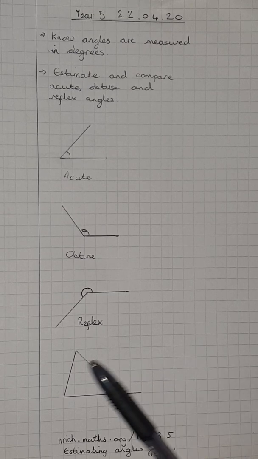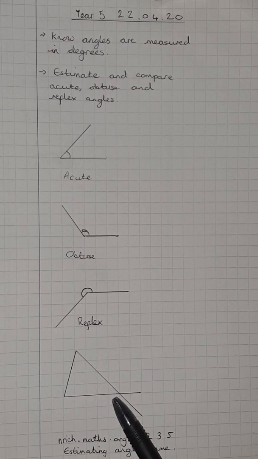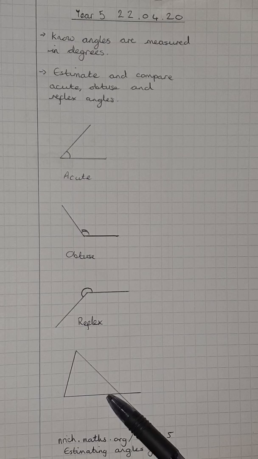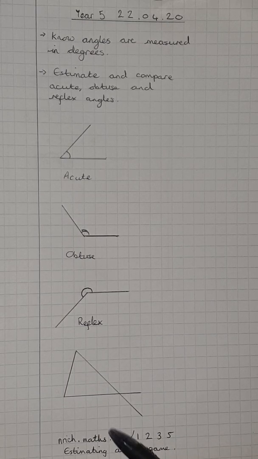Another way that you could teach this is by just drawing shapes like this, identifying the angles and estimating. So if you know that you've got a triangle, it adds up to 180 degrees, and you can estimate the angles. Do all the angles add to 180? If not, then your estimates probably aren't very accurate.